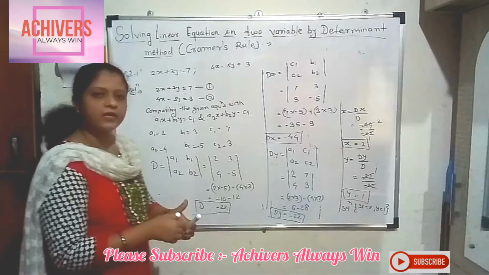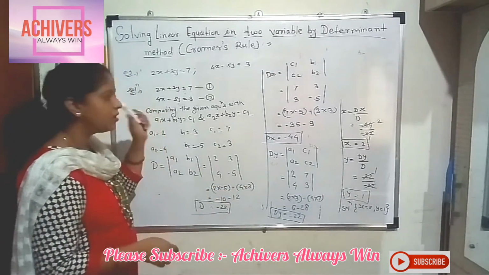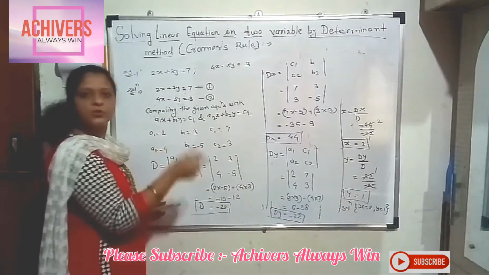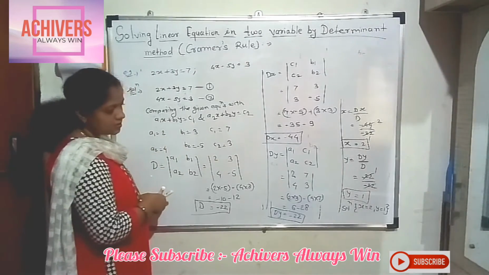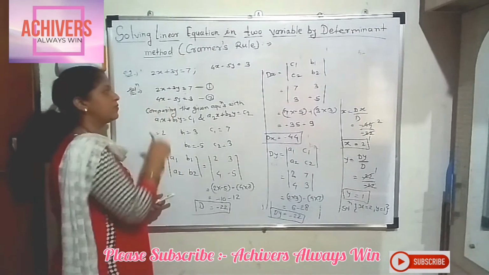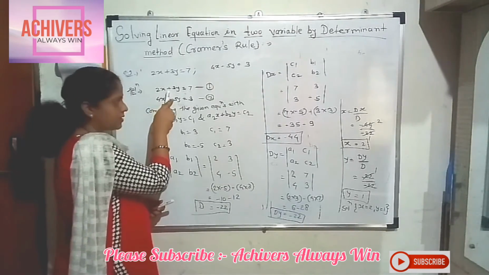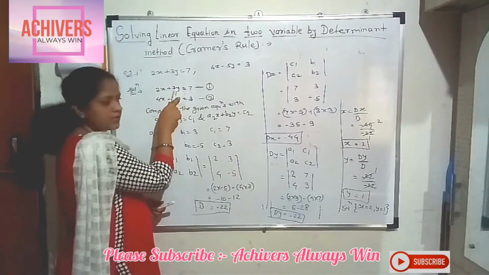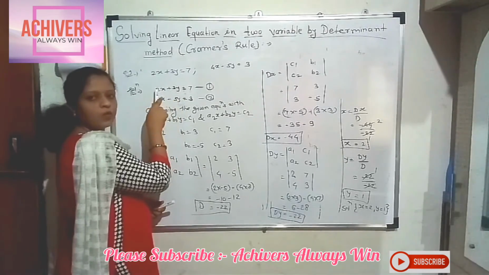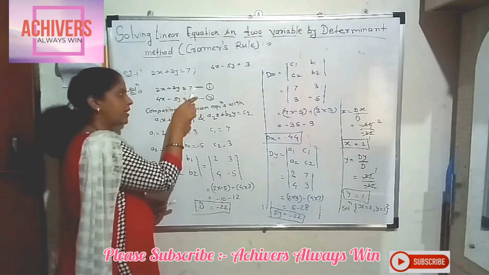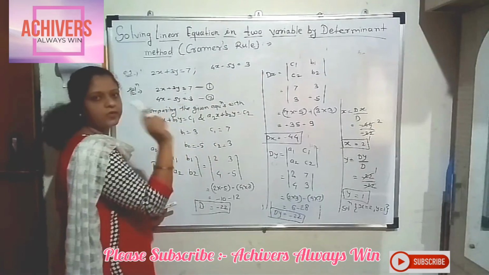And you verify our answer. We substitute those two values in the original equation. Any one equation we substitute those values. Substitute x is equal to 2, y is equal to 1 in equation number first. 2 multiply x, 2 2s are 4, plus 3 multiply y is equal to 1, 3 1s are 3. 4 plus 3, we get answer 7. RHS is also 7. Hence our answer is correct.